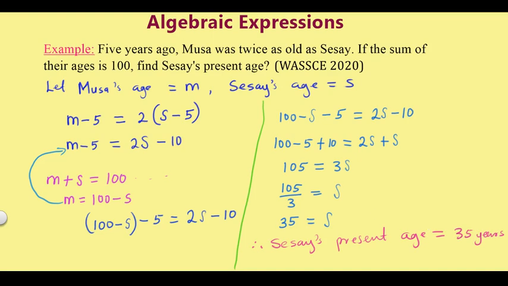Let's try to look at it if truly we are right. If Sisi's present age is 35, that means Musa's age is 65. So 5 years ago, let's remove 5 from each of them. 5 years ago, Musa was 60 years and Sisi was 30 years. Indeed, Musa was twice as old as Sisi 5 years ago, because Musa was 60 years and Sisi was 30 years. So these are ways we solve algebraic expressions.